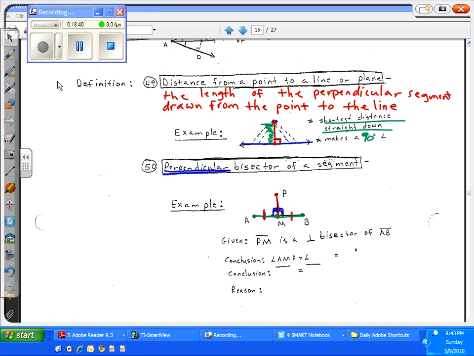The formal definition, though, the perpendicular bisector of a segment is a line, segment, ray, or plane that intersects a segment at its midpoint and forms equal adjacent 90-degree angles. So, as an informal definition, it hits at 90 degrees and divides it into two equal segments.